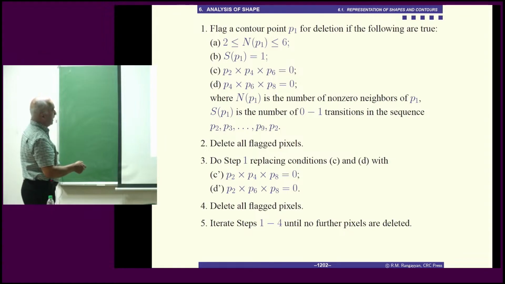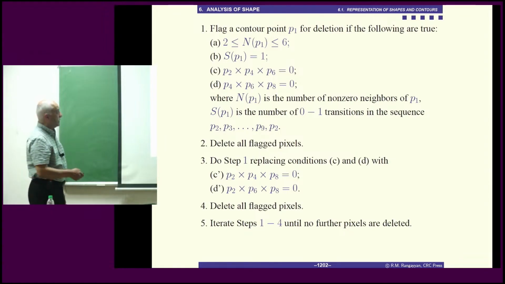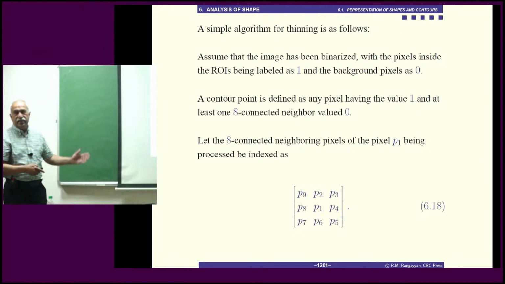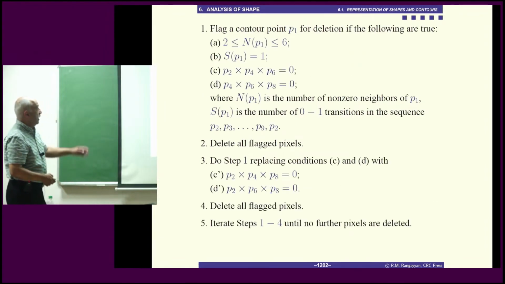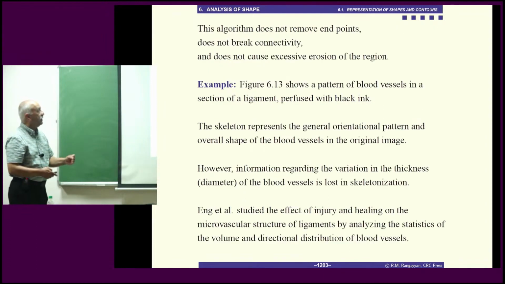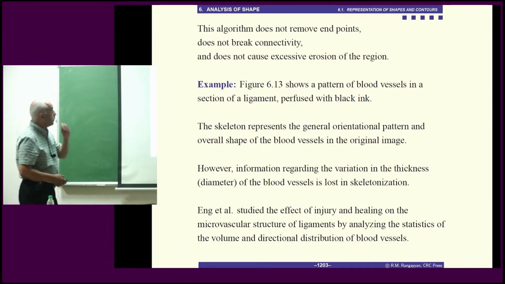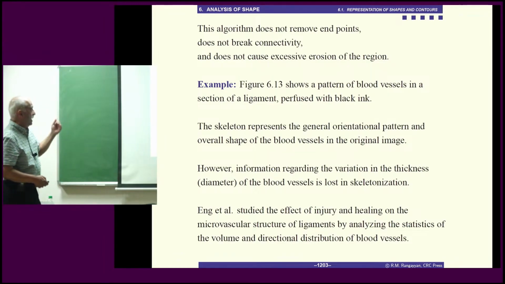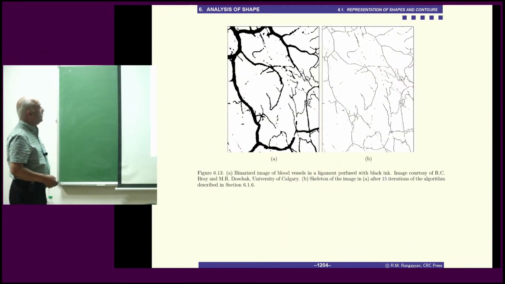So if these conditions are met, you delete those pixels and then replace these conditions with 2, 4, 8, 2, 6, 8, which is 2, 4, that one, and check these conditions. And iterate. Delete those that satisfy this condition and keep iterating until there is nothing more to be done. It does not remove endpoints, does not break connectivity, and does not cause excessive erosion. That's the advantage.